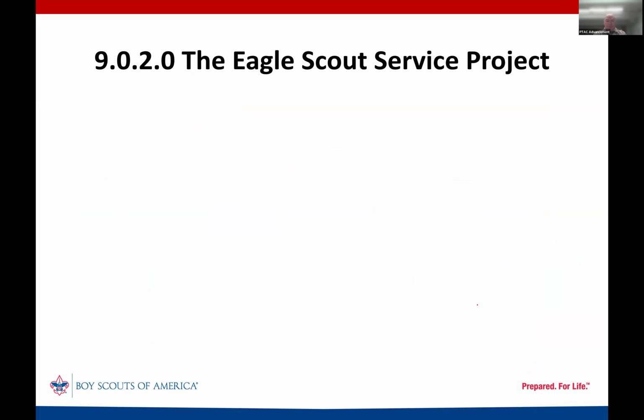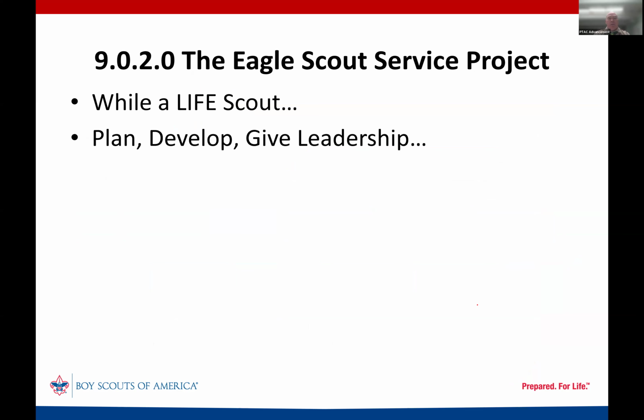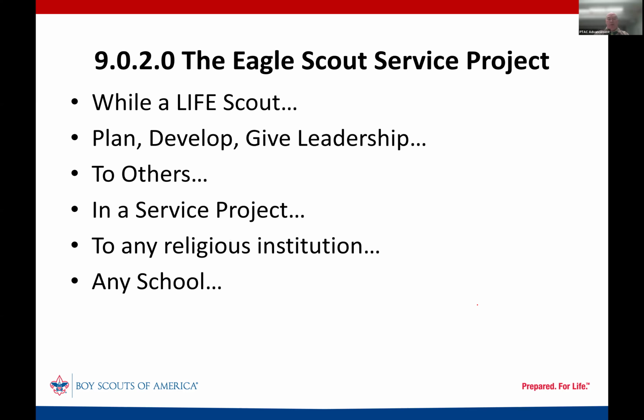All right, so when we start thinking about the service project, there's some very specific wording in there that we want to make sure we talk about. It says here: while a Life Scout, plan, develop, and give leadership to others in a service project to any religious institution, any school, or your community.